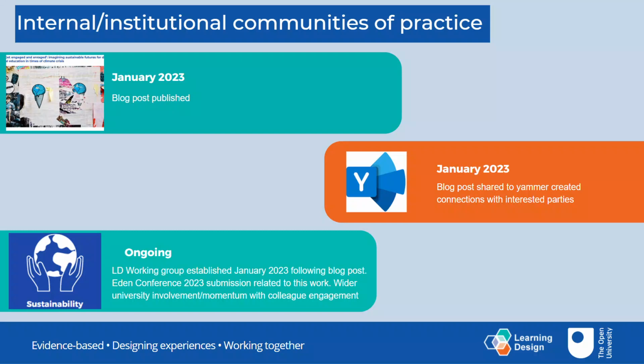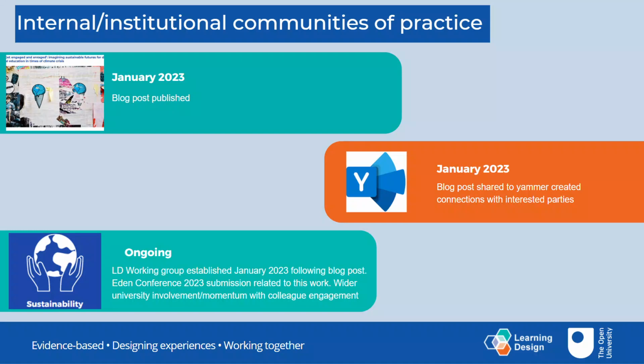Example number 2. This is related to sustainability and how work has grown in this area following the publication of a blog post. So in January 2023, a colleague created a post about sustainability, challenging the reader to become engaged in the conversation on this subject. A Yammer post quickly followed to publicise the blog post within the Yammer community at the OU.